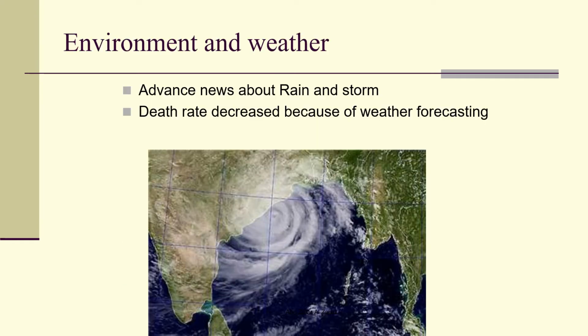Again, ICT is also used in the field of environment and weather. There was a time when many people would die due to storms in our country. In 1970, about 500,000 people died in devastating cyclonic storms in our country. But nowadays, the death rate in storms has come down because we can now get advance news of rain and storms from weather forecasts with the help of ICT. Again, the coastal people can be warned through radio and television.